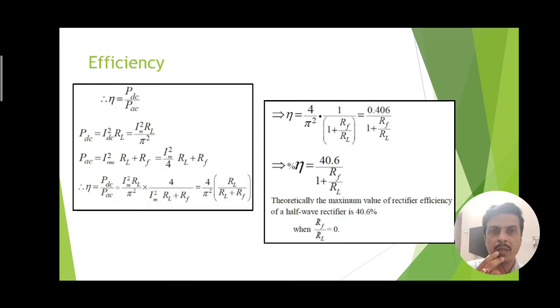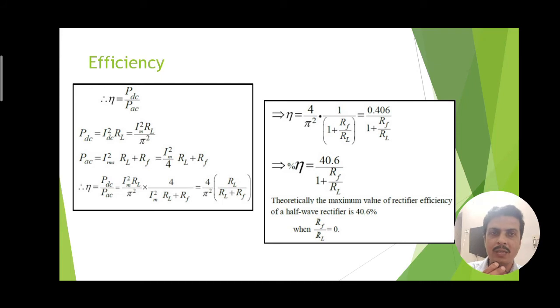Efficiency is the ratio of the output DC power to the input AC power for a rectifier. As we already have seen, the DC power can be calculated by the square of the DC current multiplied by the load resistance. So therefore DC current is again replaced by Im by pi, for which we already have the expression. So squaring this ratio multiplied by the load resistance gives you the DC power. Similarly, AC power can be derived from the square of the RMS current multiplied by the load resistance.